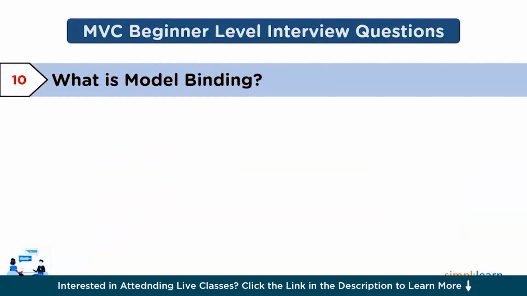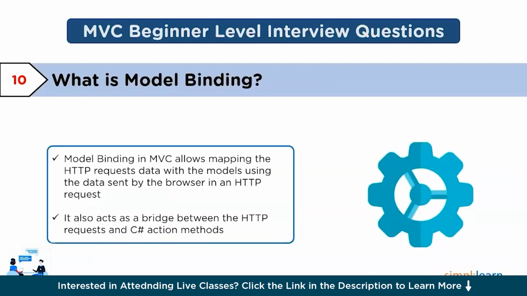What is model binding? Model binding in MVC allows mapping the HTTP request data with the models using the data sent by the browser in an HTTP request. Model binding also acts as a bridge between the HTTP request and C# action methods. Using model binding, it automatically transfers post and get into a specified data.